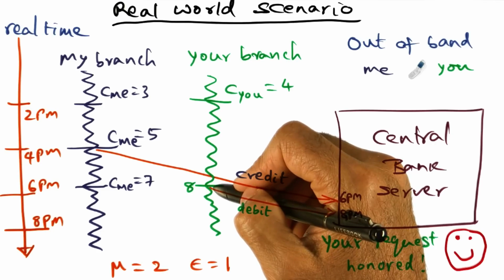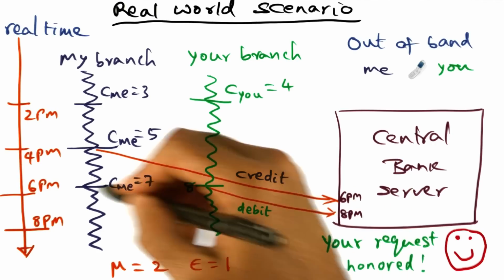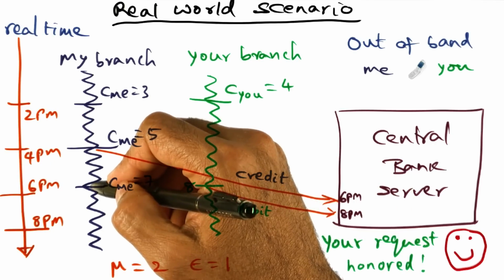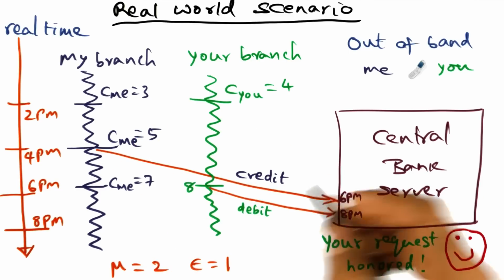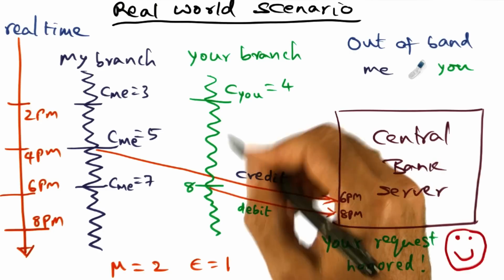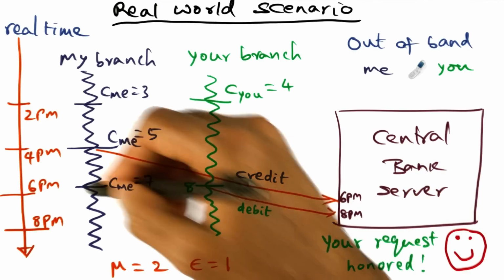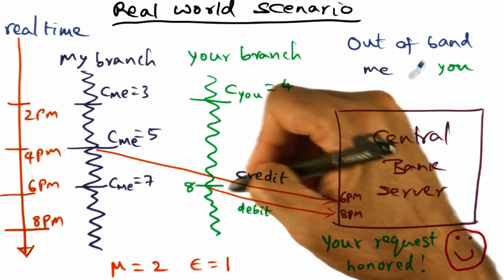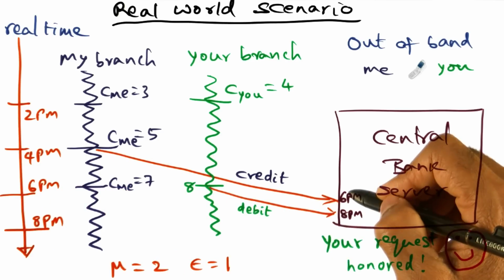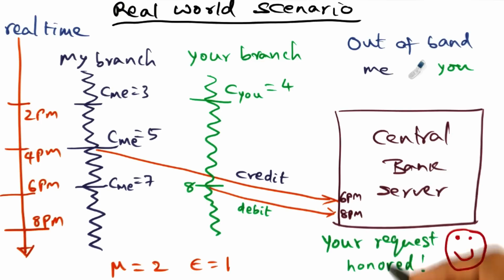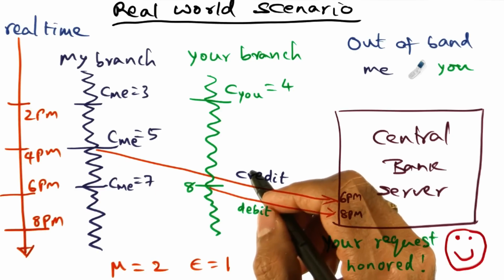And at your time, 8 p.m., which is not quite in sync with real time, and it is also drifting with respect to my time, but the bound is less than the lower bound on the inter-process communication time, and therefore, when you send your debit request at 8 p.m. your local time, which actually is real time 6 p.m., it's perfectly fine because when it is received in the central bank, the real time is 8 p.m. and it is received later than the credit request, and so your request is honored, you're happy, and you can go home.